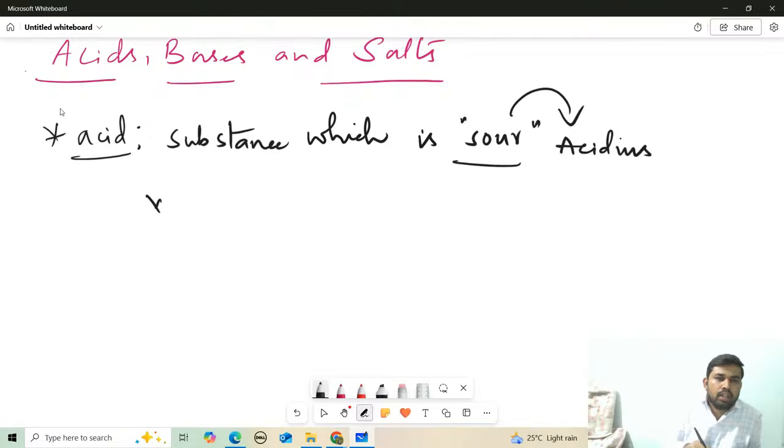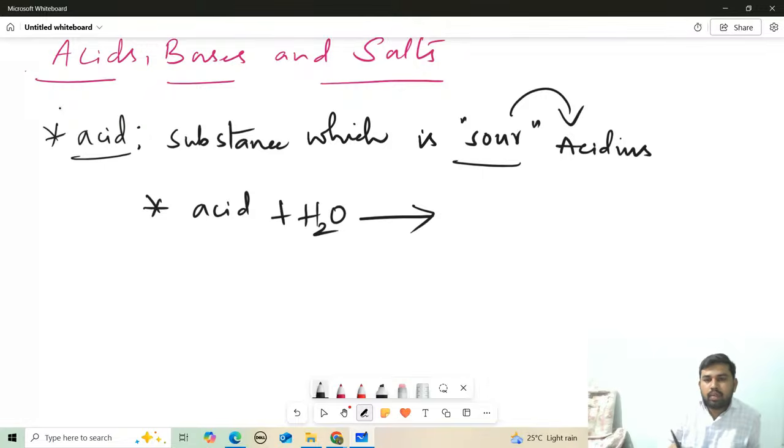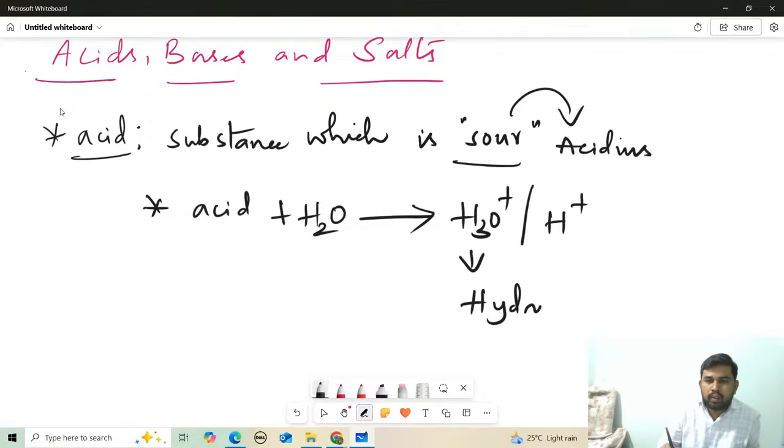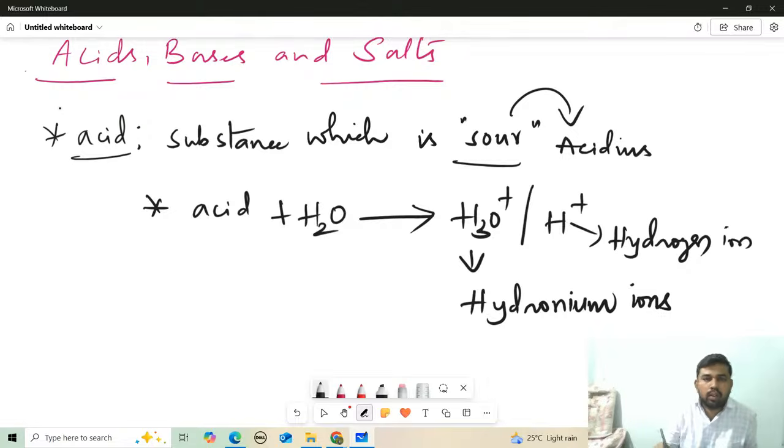And generally, acids, when dissolved in water, this is very important, produce H3O plus ions, or we can say H plus ions. This is called hydronium ions. This will produce the hydronium ion, or we can say the hydrogen ion. H plus is called the hydrogen ion. This is very important.